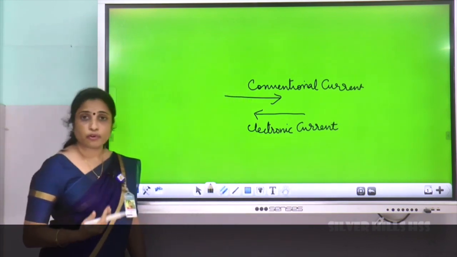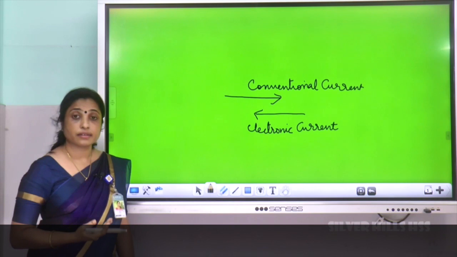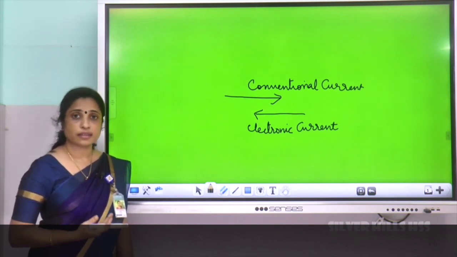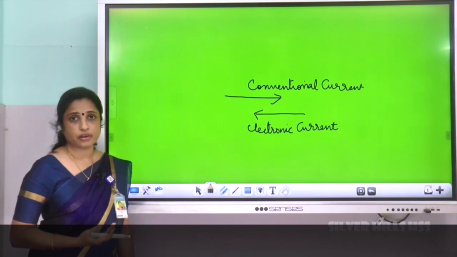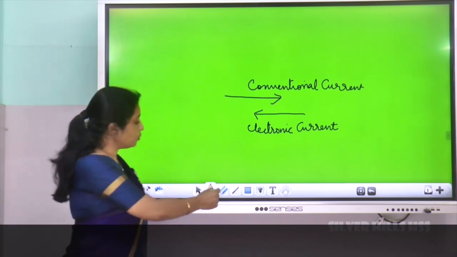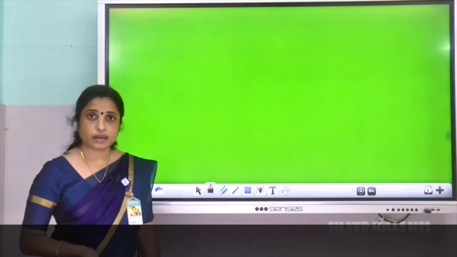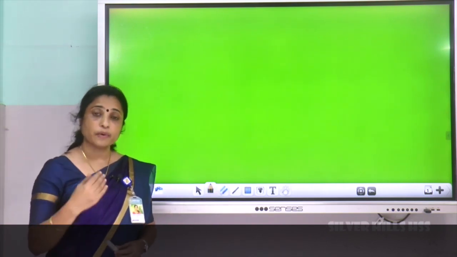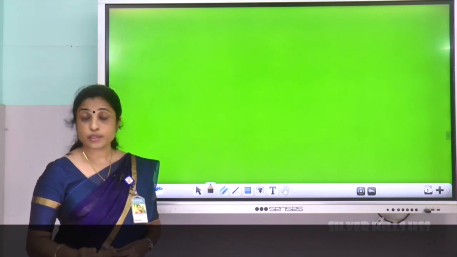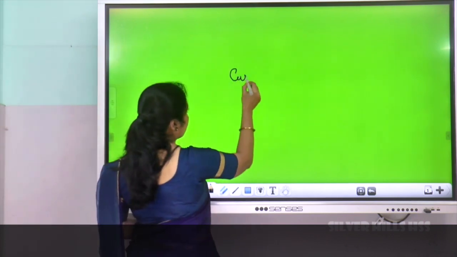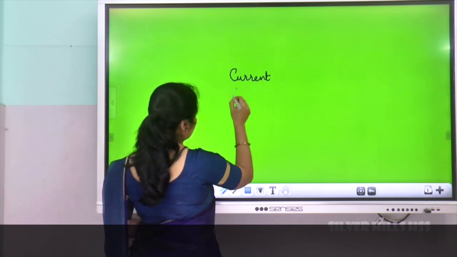Now, we follow the direction of current as the direction of conventional current because many theories in physics were developed based on this. Now, you have seen that there is a direction for conventional current, that is from positive to negative. So, let me ask you a question. Is current a scalar or a vector quantity?